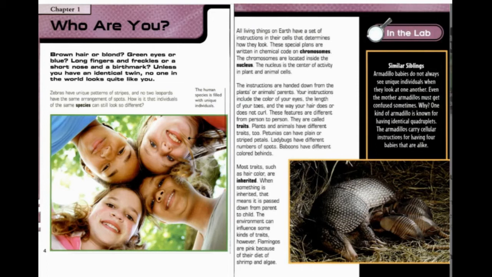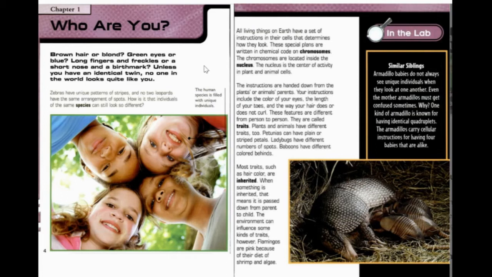There's that word, inherited. When something is inherited, it looks like they're going to define it right here in the text for us. When something is inherited, that means it is passed down from parent to child. The environment can influence some kinds of traits, however. Flamingos are pink because of their diet of shrimp and algae. I've always wondered why flamingos are pink.